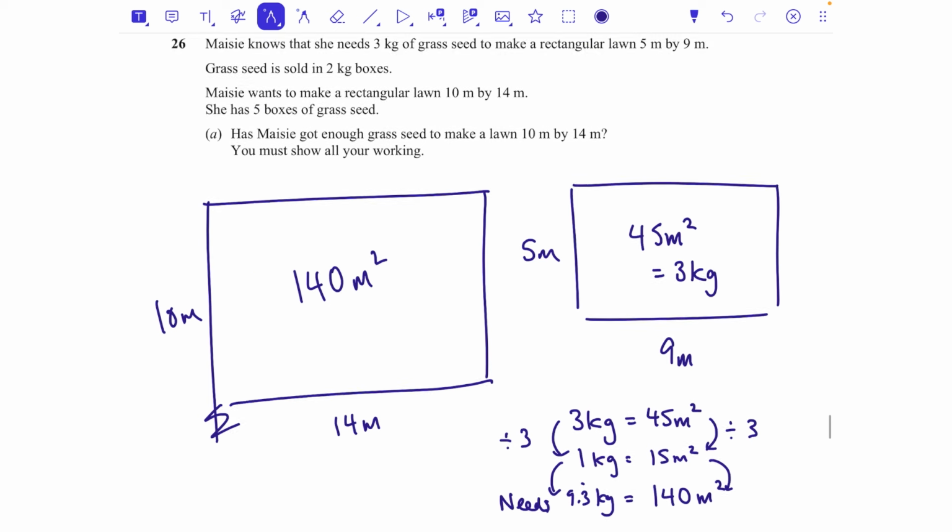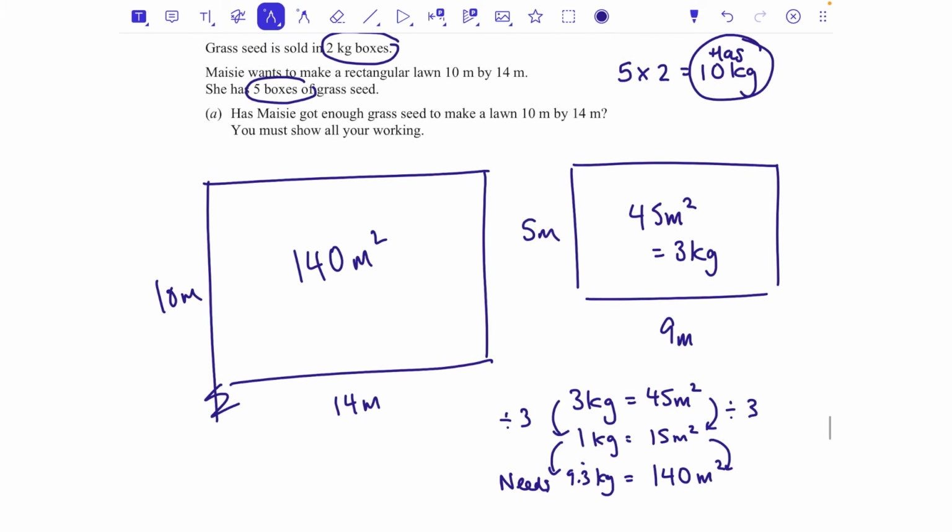And she has 5 boxes. And there is 2 kilograms in each. So 5 times 2 is 10 kilograms. That's what she has. She has 10 kilograms. She needs 9.3 recurring kilograms. So has she got enough? Yes, she has. She's got enough.